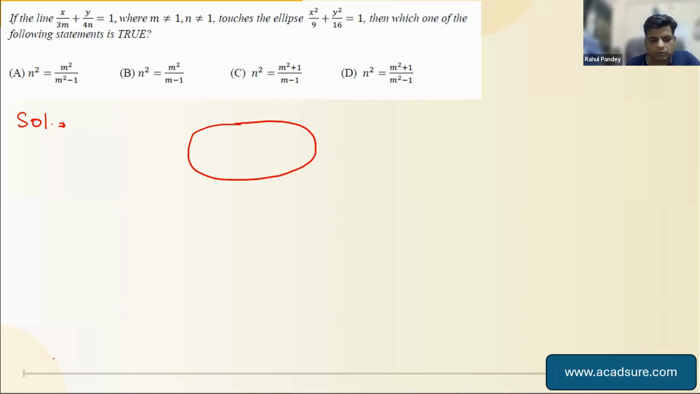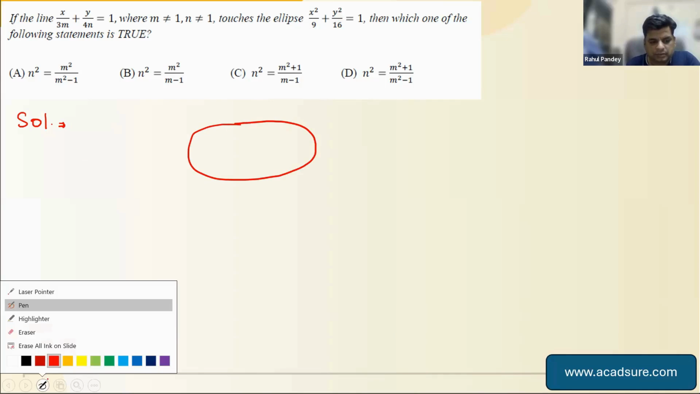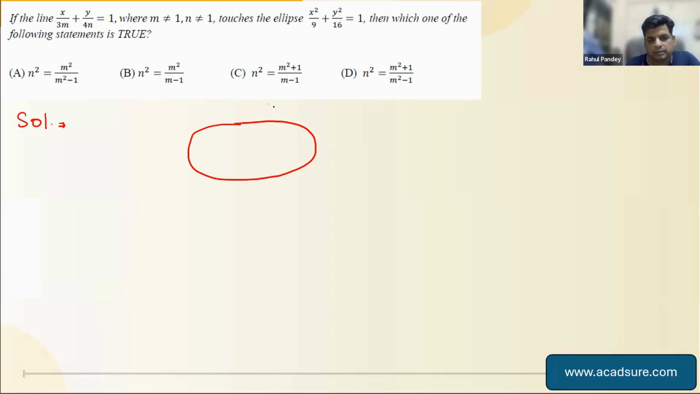This is a standard ellipse, obviously, and we have a line. And we have to find the condition if this line x upon 3m plus y upon 4n is equal to 1 is tangent to the ellipse or not. Now, when does a straight line become a tangent to any curve? When it touches the curve at one and only one point. Okay, so let's do that.